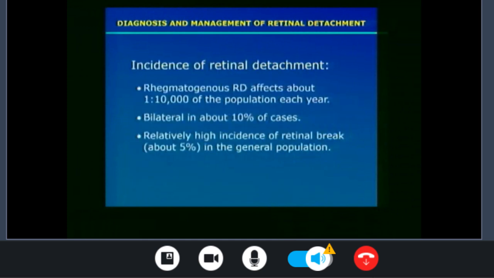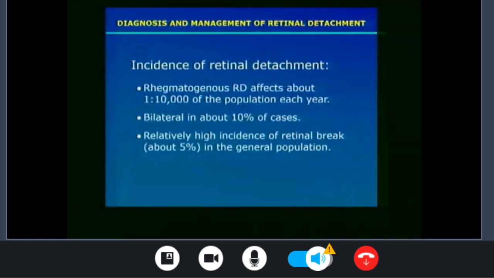Looking at the incidence of rhegmatogenous retinal detachment, which is the most common type of retinal detachment that we see in the emergency room, the incidence is 1 per 10,000 of the population each year. Keep also in mind that it can be bilateral in 10% of the cases. That's why, before I examine the symptomatic eye, I always look carefully at the fellow eye, because frequently the fellow eye either has detachment or has lesions that need prophylactic treatment.